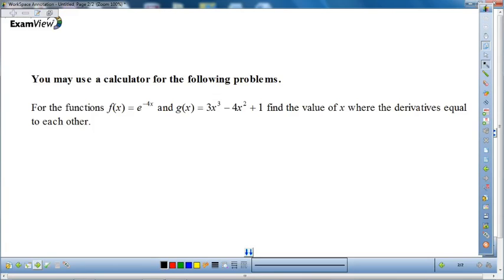So for the functions f and g, we want to find where the derivatives are equal to each other. So what we're going to do is we're going to have to use our calculator for this. But first, we're going to find the derivative of each one.